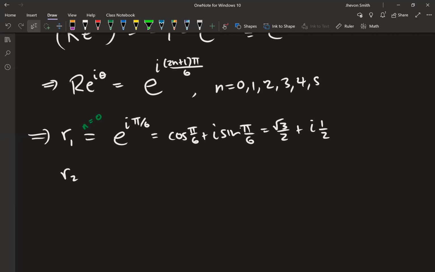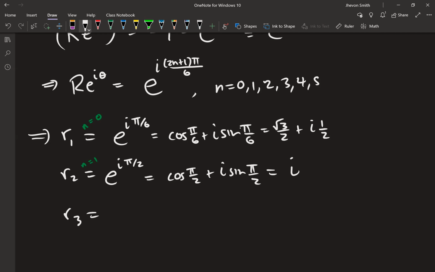Now for my second root, I plug in n equals 1. Then I would have e to the i, and if I plug in 1, I would have (2 plus 1) pi, that's 3 pi over 6, that's pi over 2. This is cosine of pi over 2 plus i sine of pi over 2. And that's just going to be i, because cosine of pi over 2 is 0, sine of pi over 2 is 1. So that's another root.